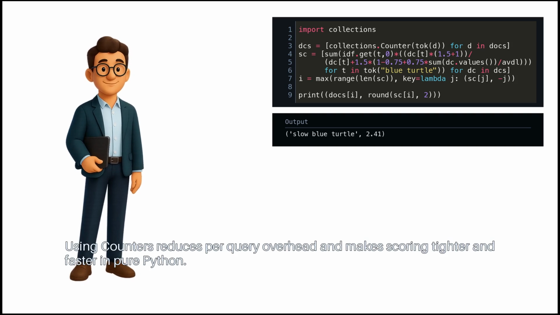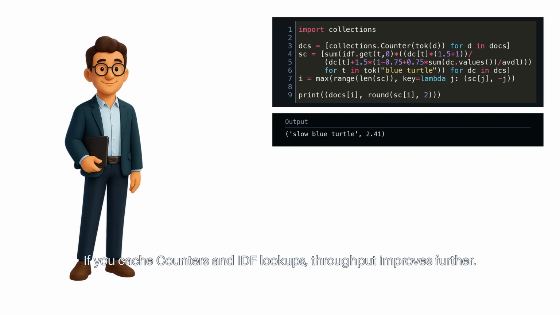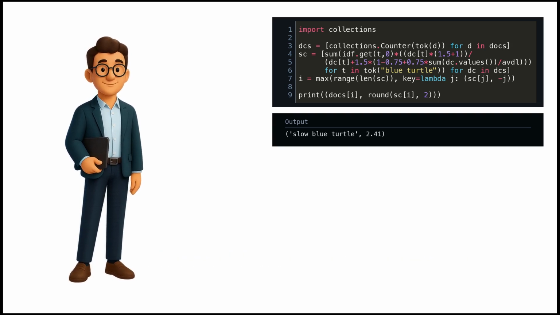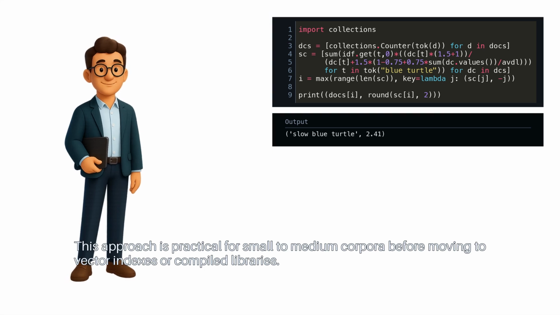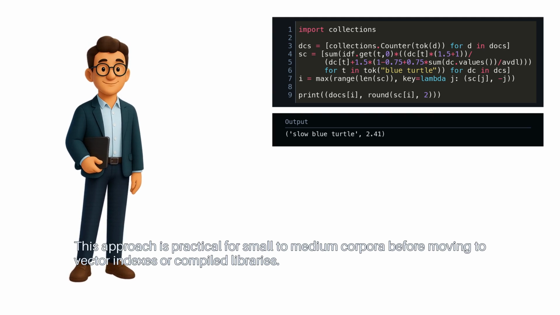Using counters reduces per query overhead and makes scoring tighter and faster in pure Python. If you cache counters and IDF lookups, throughput improves further. This approach is practical for small to medium corpora before moving to vector indexes or compiled libraries.